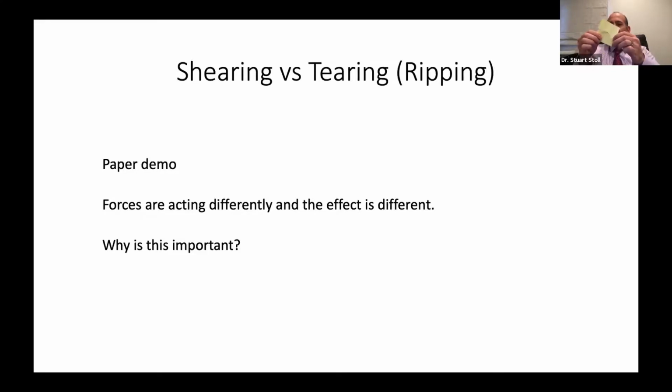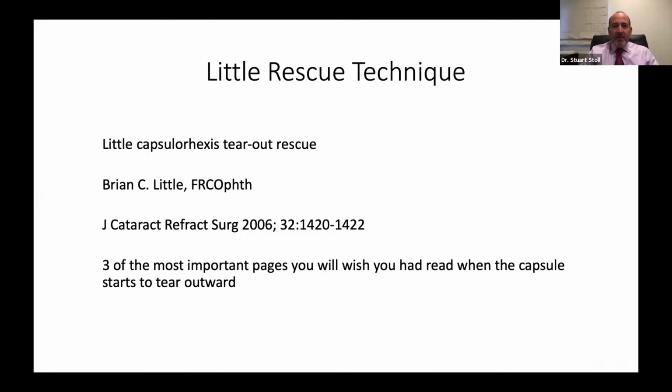And look at how I can control the tear differently. So I can shear, and I can drive it where I want it to go this way, or I can tear and rip. And that's super important as we get into these next slides in talking about the Little rescue technique. The Little capsulorhexis tear-out rescue is attributed to Brian Little, and this was published in the Journal of Cataract and Refractive Surgery.